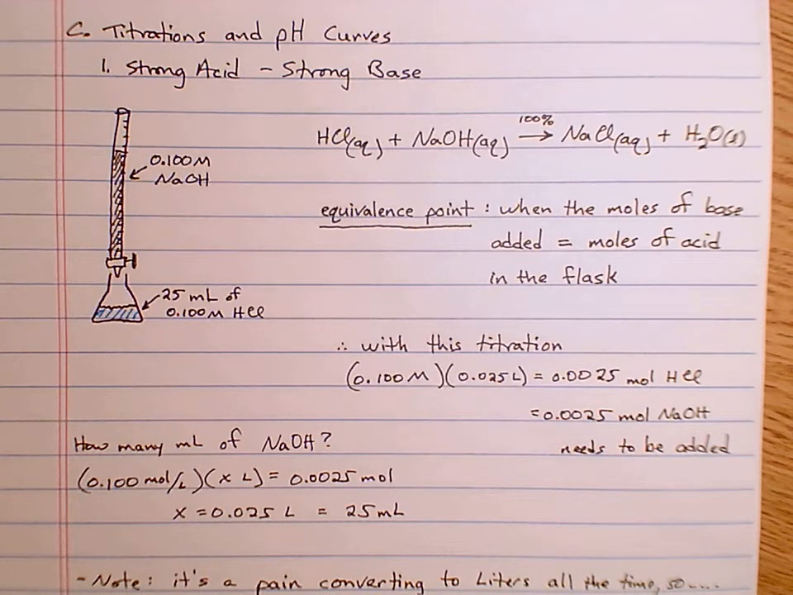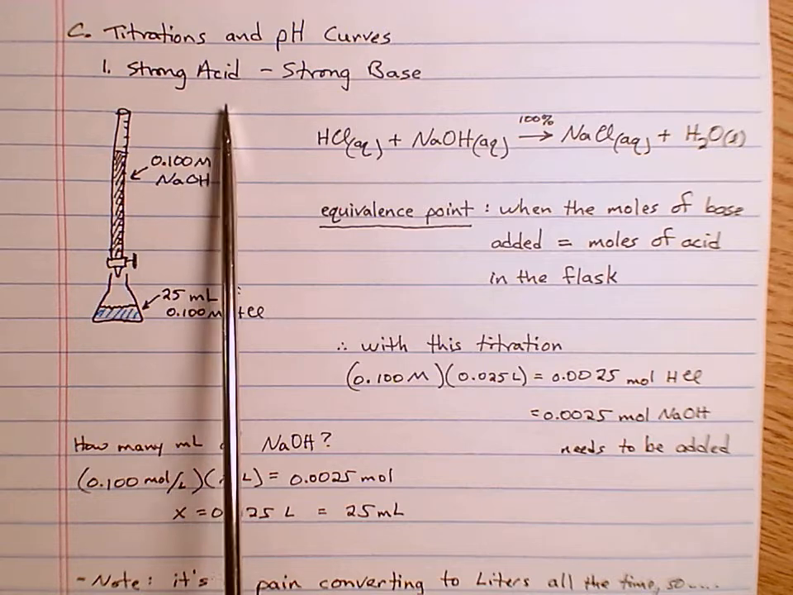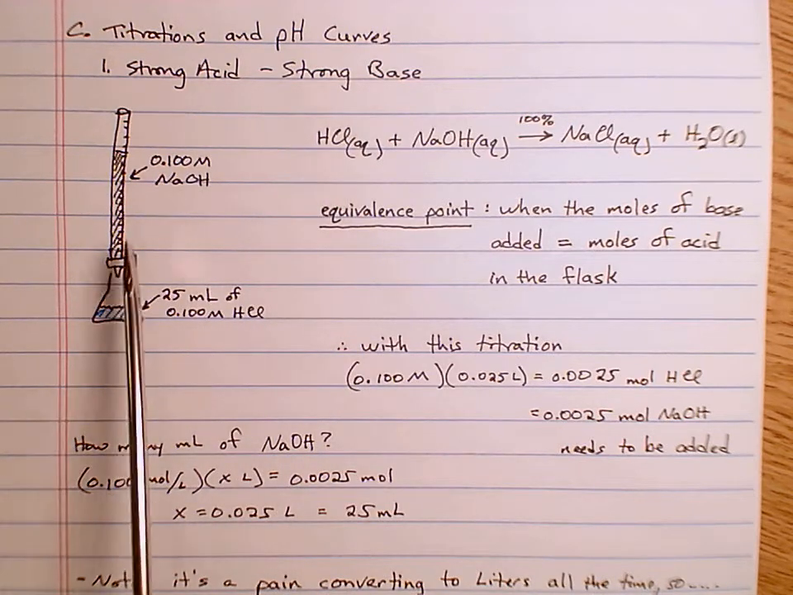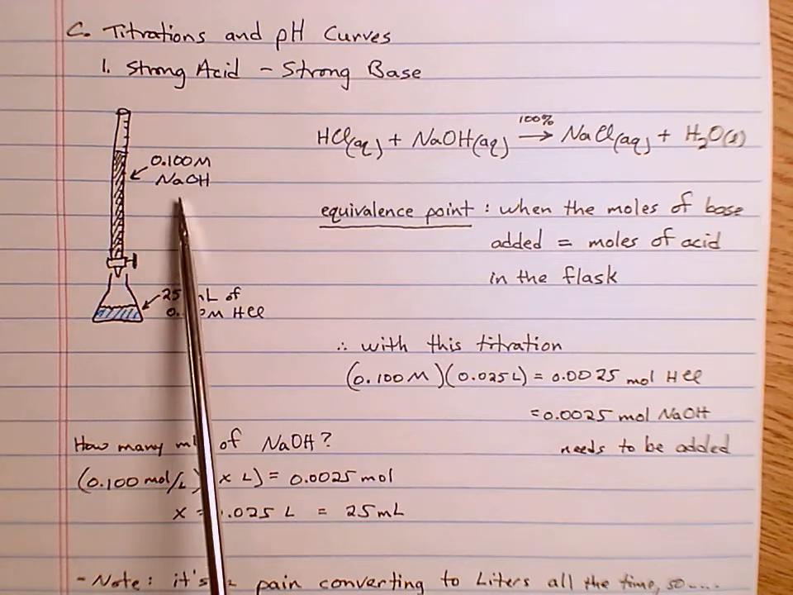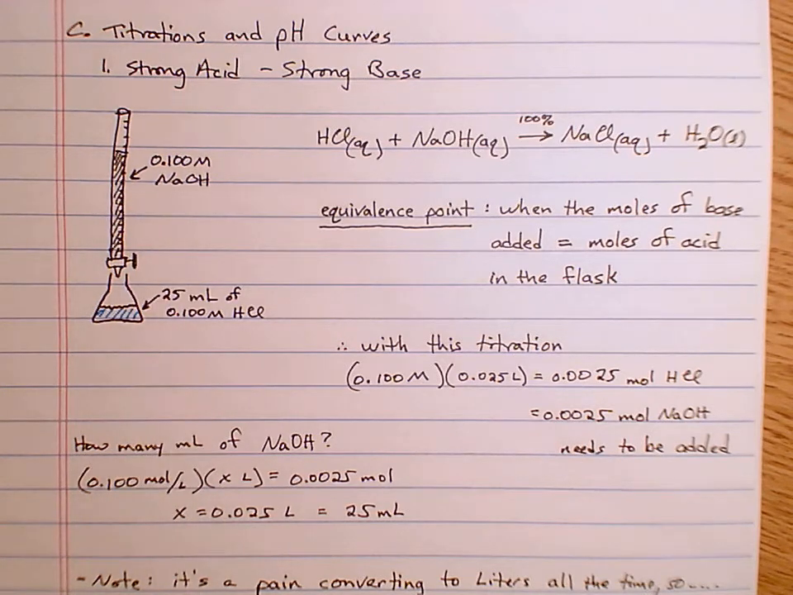Our first titration we're going to look at is a strong acid, and we're going to titrate it with a strong base. So here's our burette, and in the burette we have 0.1 molar sodium hydroxide. I just chose a strong base. I chose 0.1 molar just because I like that molarity. It's a fun molarity to do reactions with. Not too concentrated, not too dilute, and 1 is a nice number for calculations.